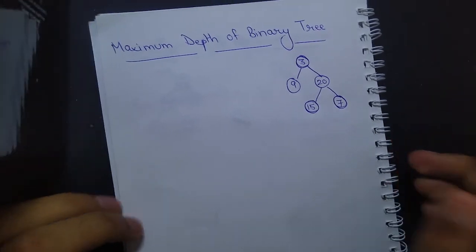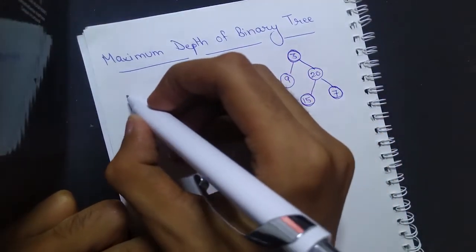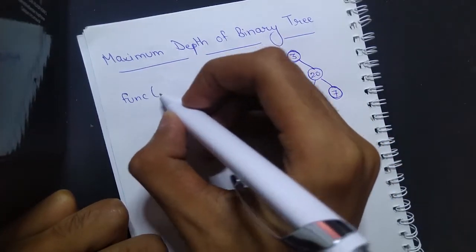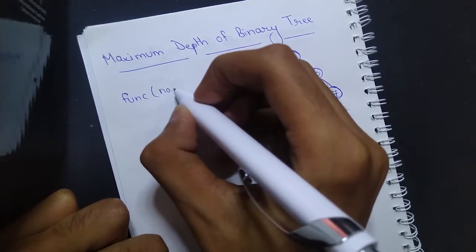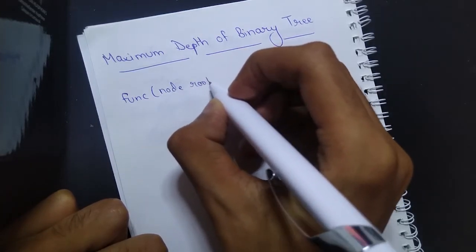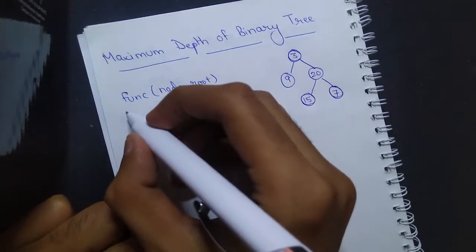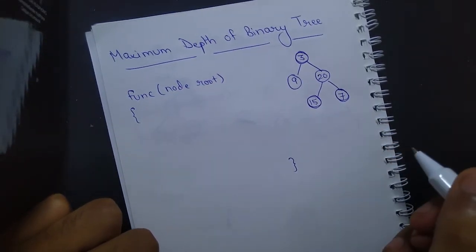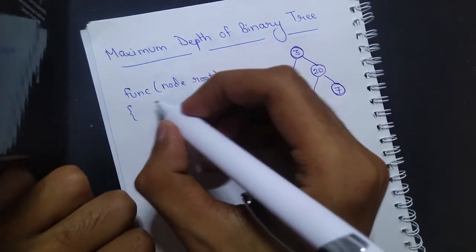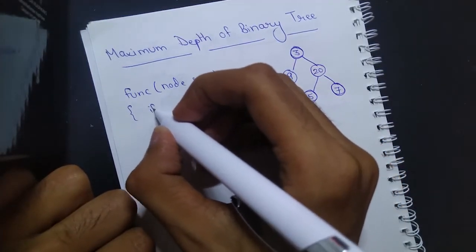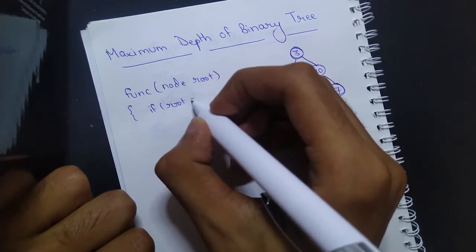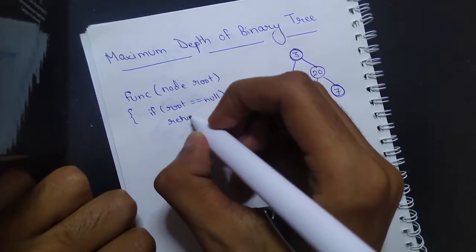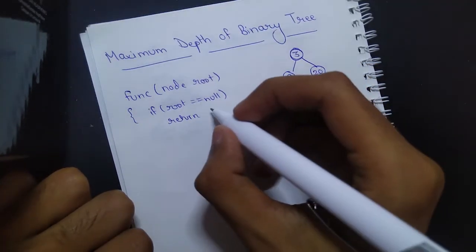So let's write some pseudocode for this problem. We will be calling a recursive function, let's say an arbitrary function, which will be taking a node variable as an argument and calling itself recursively again and again. Let's create a base case for this: if root equals none, it should return 0. So here the recursion will stop.